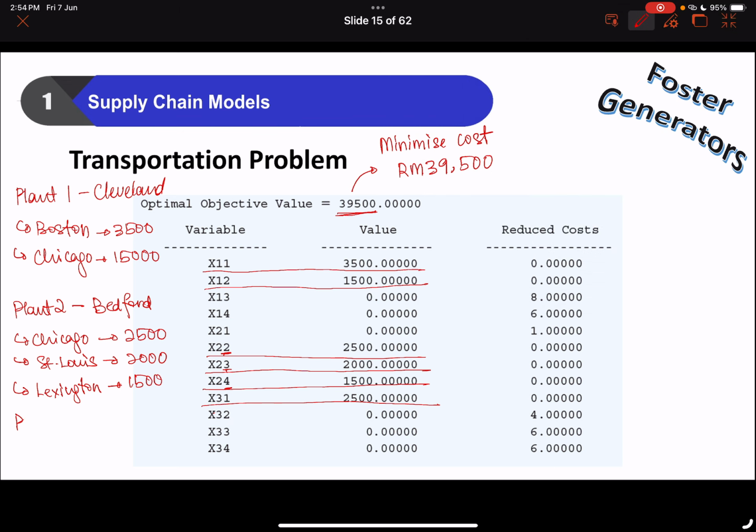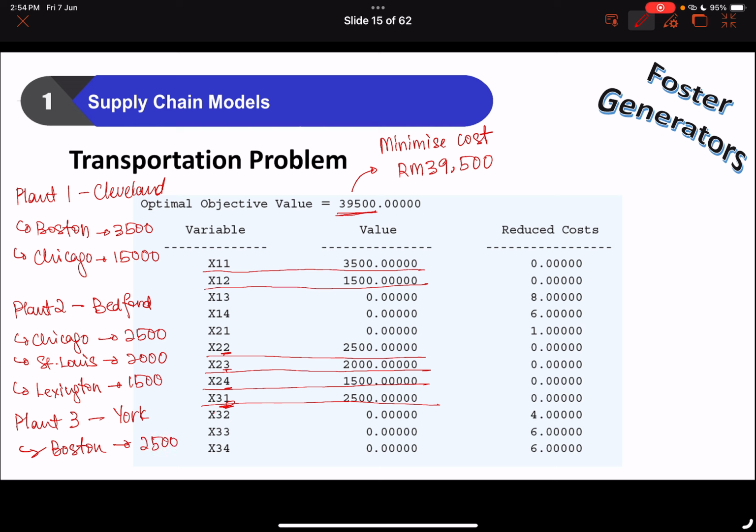And then finally, plant 3. What is plant 3? Plant 3 is York. York only sends to 1. So 1 is Boston. How many units? 2,500 units.